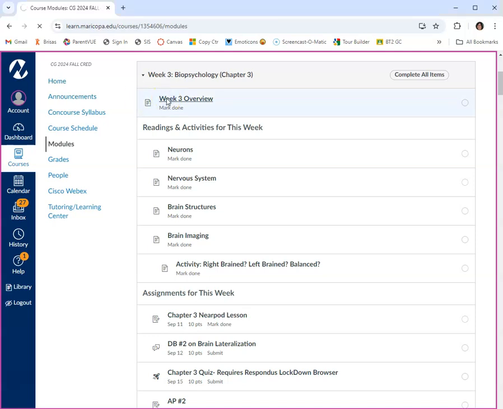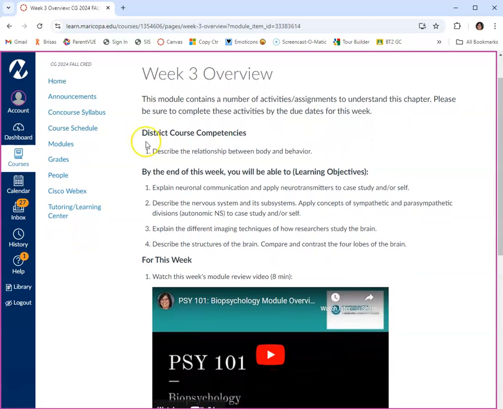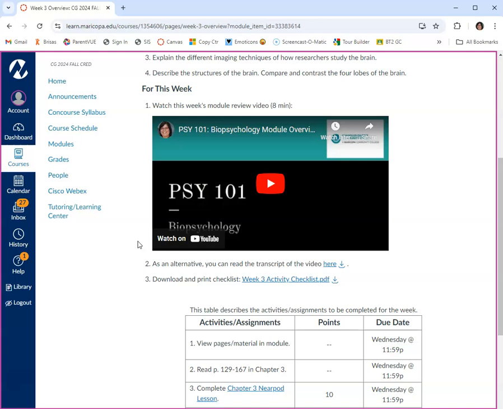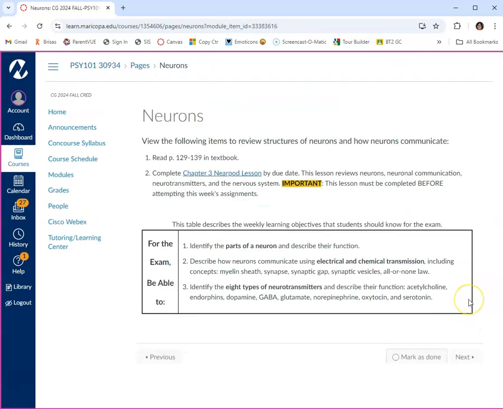Let's get started with this week's overview. By the end of this week, you'll be able to complete these district course competencies and learning objectives. For this week, please watch the overview video here and check out this week's activity checklist. This chapter is separated into 4 sections.